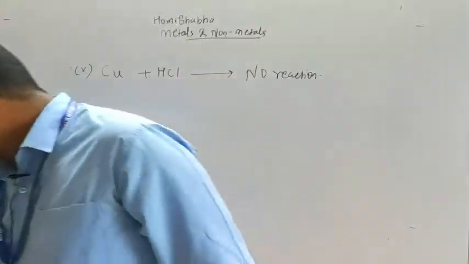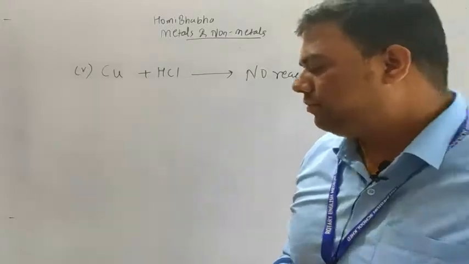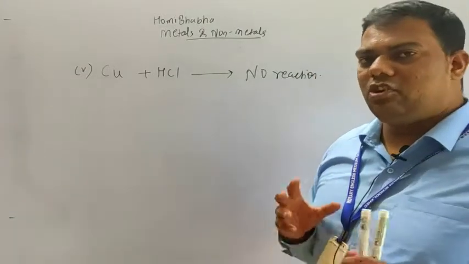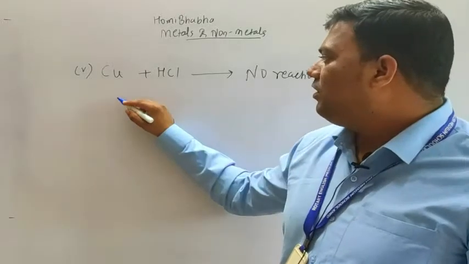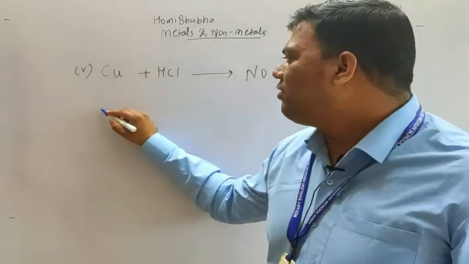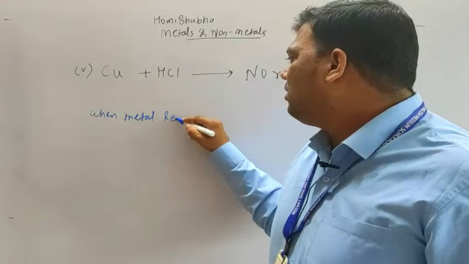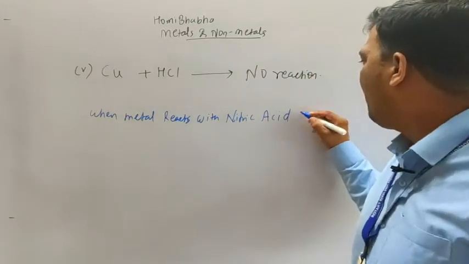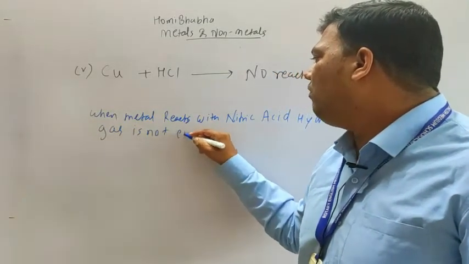After that, one of the most important points: hydrogen gas is not evolved when a metal reacts with nitric acid. When your metal reacts with nitric acid, hydrogen gas is not evolved.